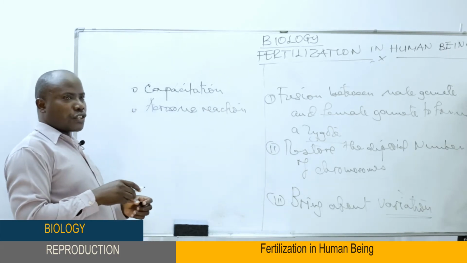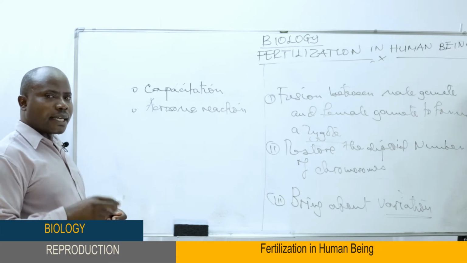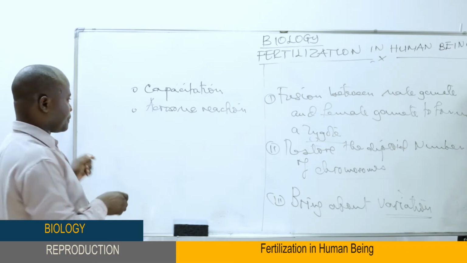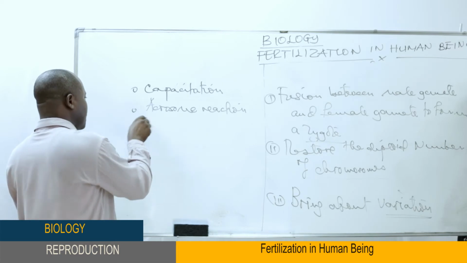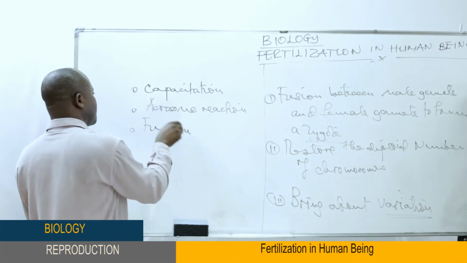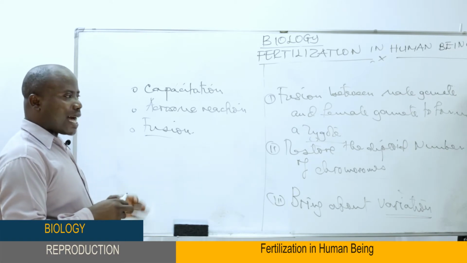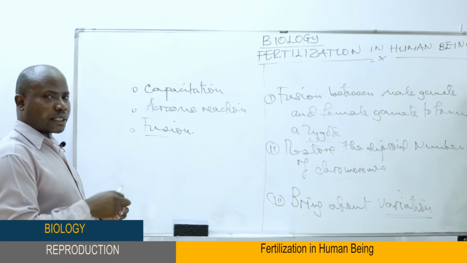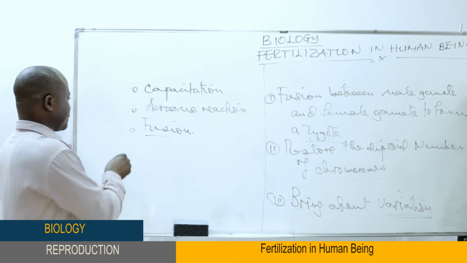The process in which the path is made through the corona radiata and the zona pellucida for the sperm cell to enter the egg cell. But also we shall have a look at fusion, the process in which the anterior end of the male gamete fuses with the plasma membrane of the female gamete.